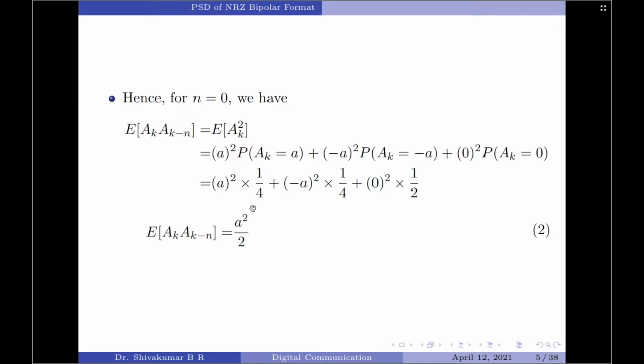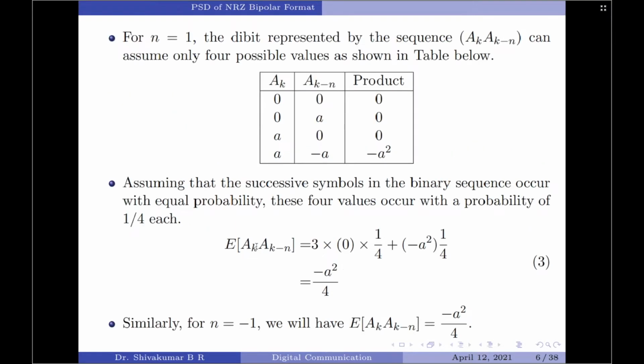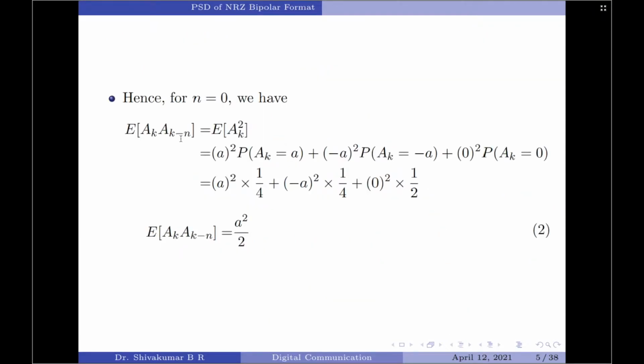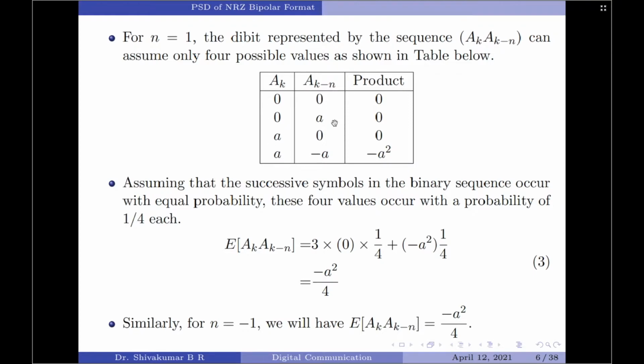So the autocorrelation function for the bipolar format when n is equal to 0 is A square by 2. Now let us consider the next condition, that is when n is equal to 1. Substituting n equal to 1 here, we will have a_k into a_(k-1). So now we have a 2-bit combination and the combinations are shown in the table here.